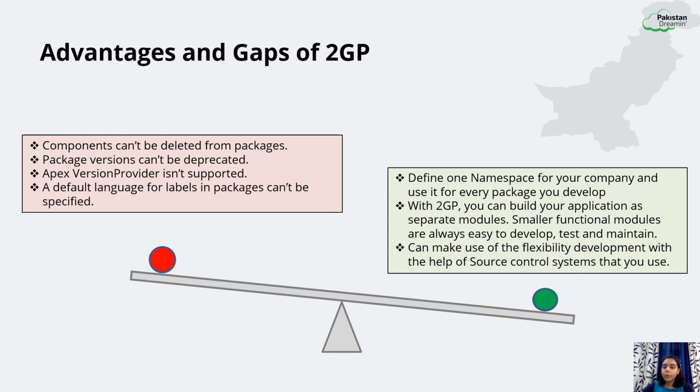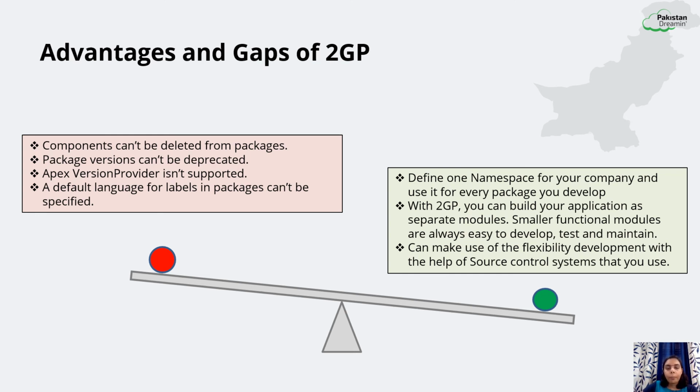The next one is with 2GP, you can build your application as separate modules. With smaller functional modules, they are always easy to develop, test and maintain. Next one is you can make use of the flexible development with the help of source control system that you are using. Coming to the gaps, the first one is the components cannot be deleted from the package.